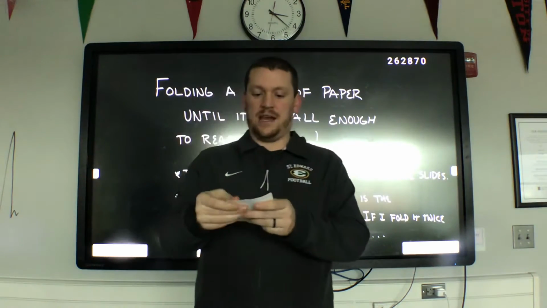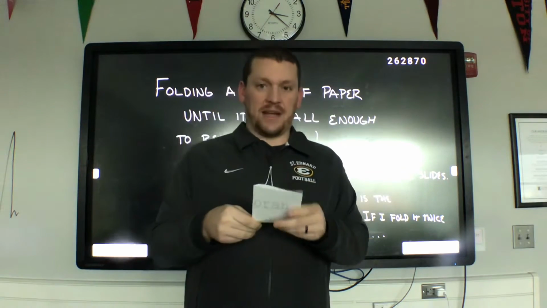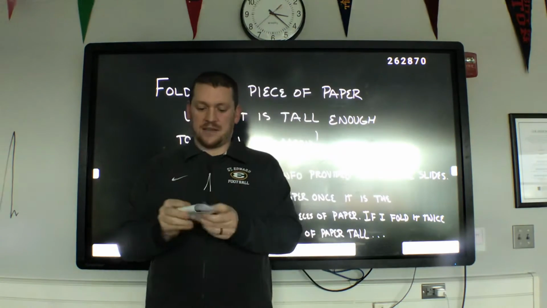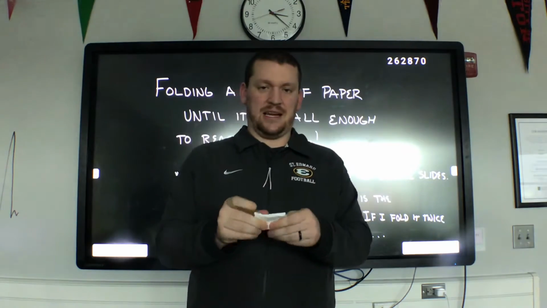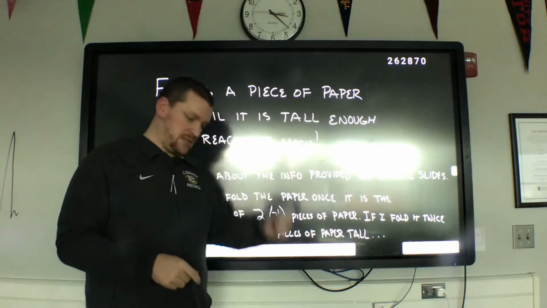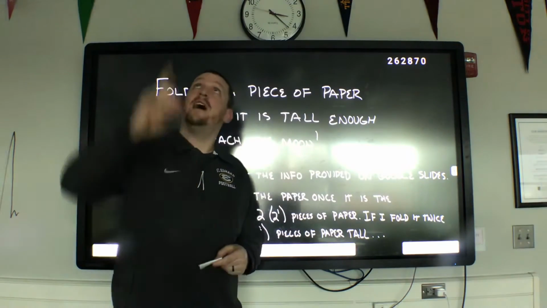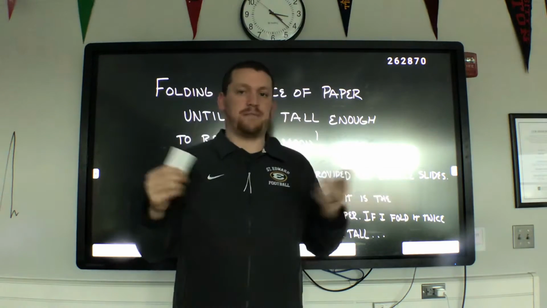If I fold it again, now it's the height of four pieces of paper. And if I keep folding it, notice it keeps getting taller and taller and taller. Now it's 8, and then it gets up to 16, and so on and so forth. And what I want to do is if I took this piece of paper and put it on the ground, I want it to be tall enough to reach the moon, if it was possible.